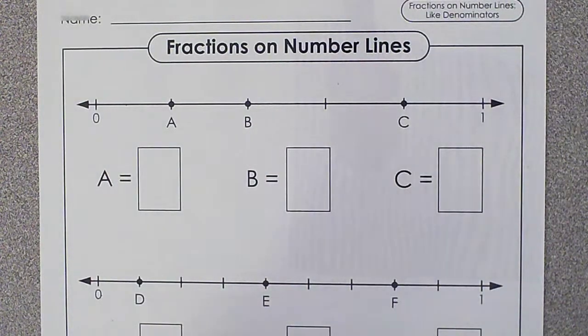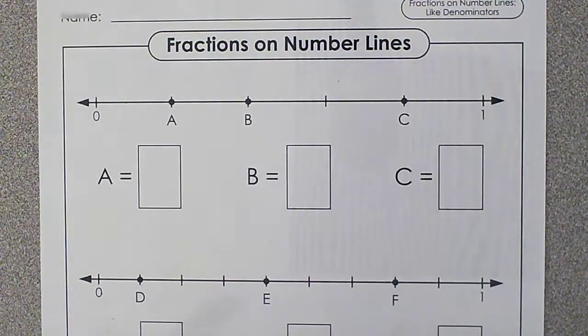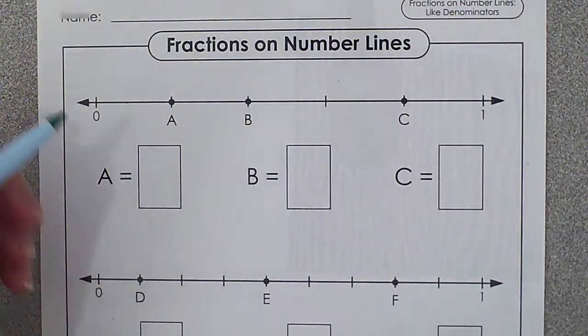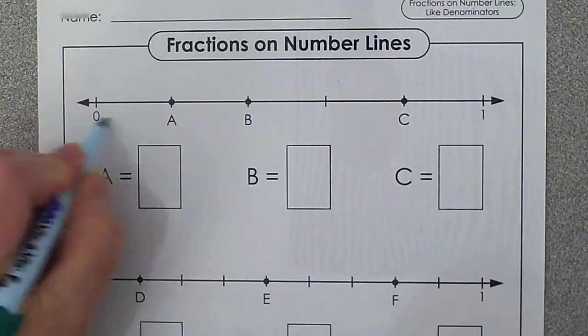The way we're going to get our fraction is first, we're going to count to each point. After we count to each point, we'll know the numerator. Secondly, we're going to count from 0 to 1 so that we will know our denominator. So this is how it goes.